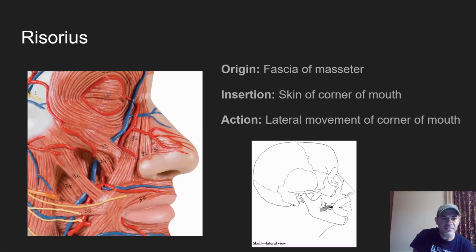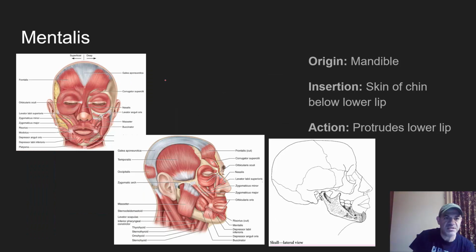Then we have the mentalis, which is found in the mental region, which is there in the chin area. So the origin is the mandible, and if we look at the first image on the left, the colored image, this is actually the mentalis muscle right here, and we have one on both sides toward the center of the chin, and the origin is right down here. Okay, and so here's the mentalis again.